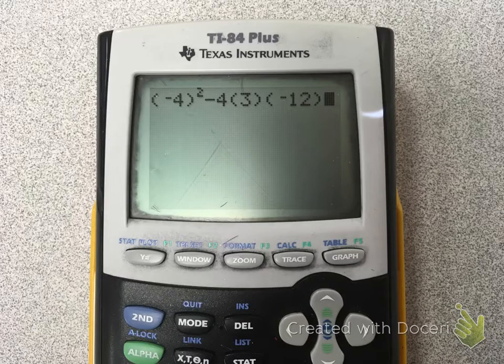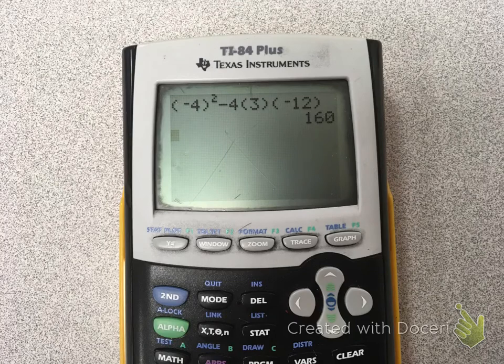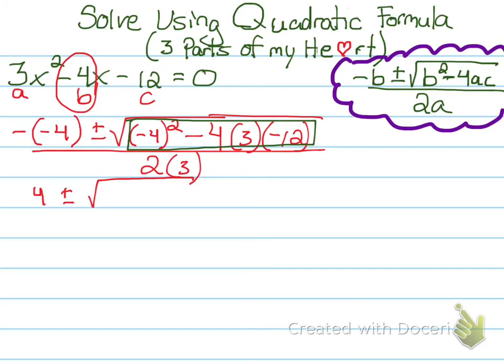So as you can see, I typed in negative 4 in parentheses squared minus 4 times 3 times negative 12 in my calculator without the square root, and it equals 160. So 160 is what I'm going to write under my square root. All over 2 times 3, which is 6.